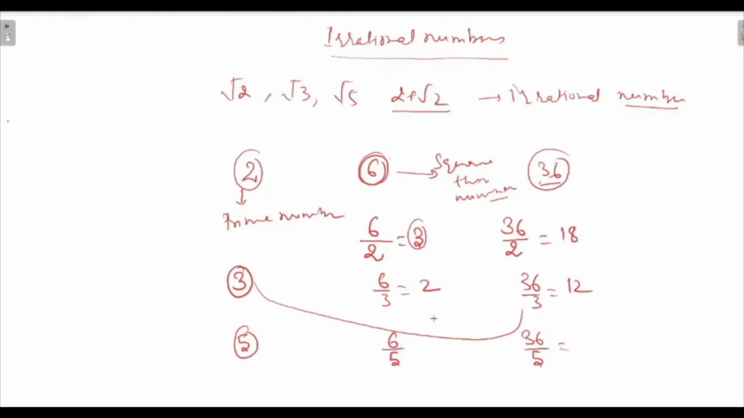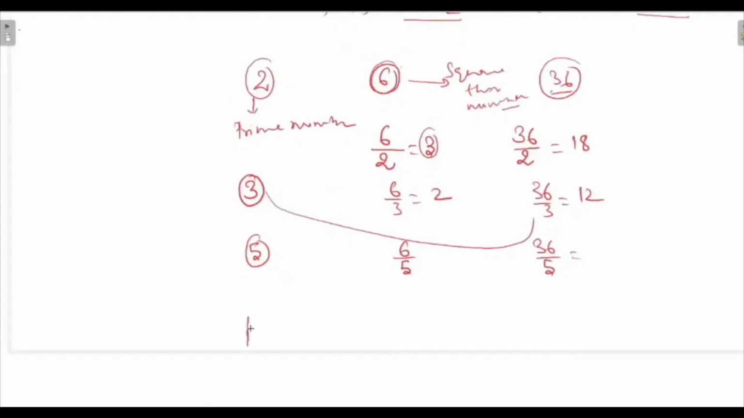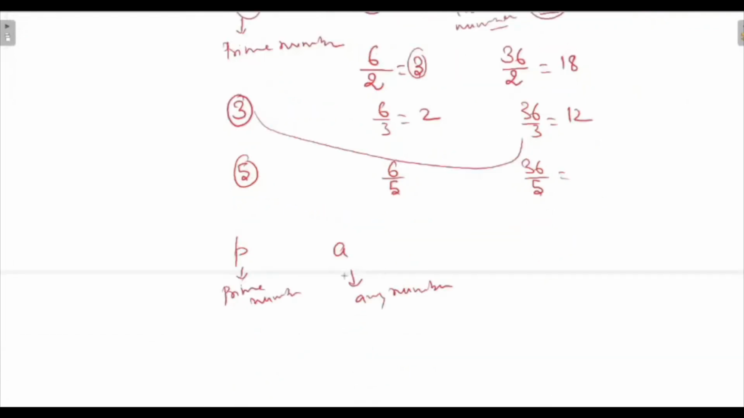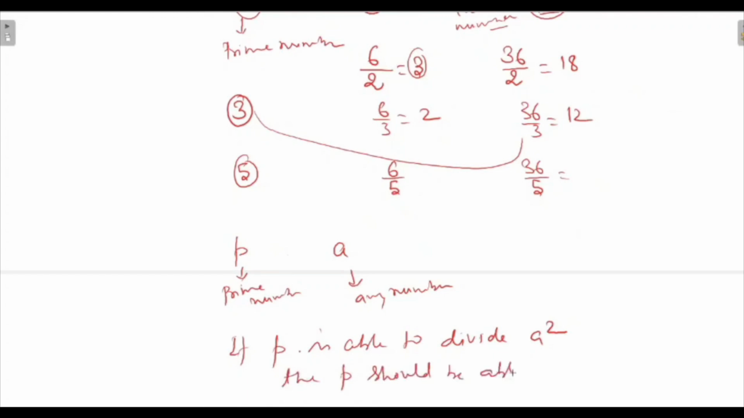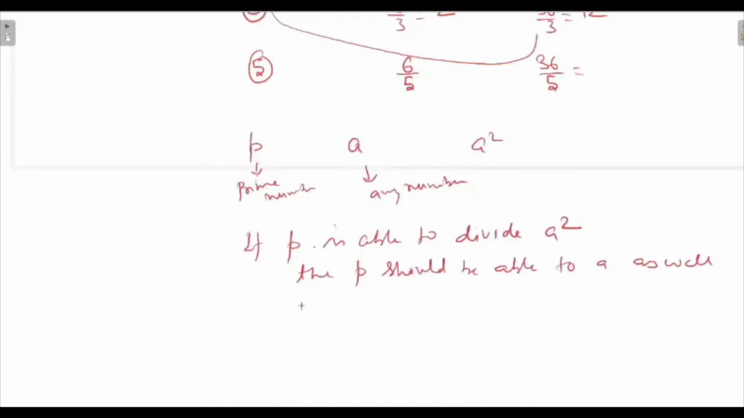So the concept here is that if there is a prime number p, and there is a number a, where p is a prime number and a is any number, then if p is able to divide a square, then p should be able to divide a as well. So in other words, if p is a factor of a square, then p is a factor of a as well.